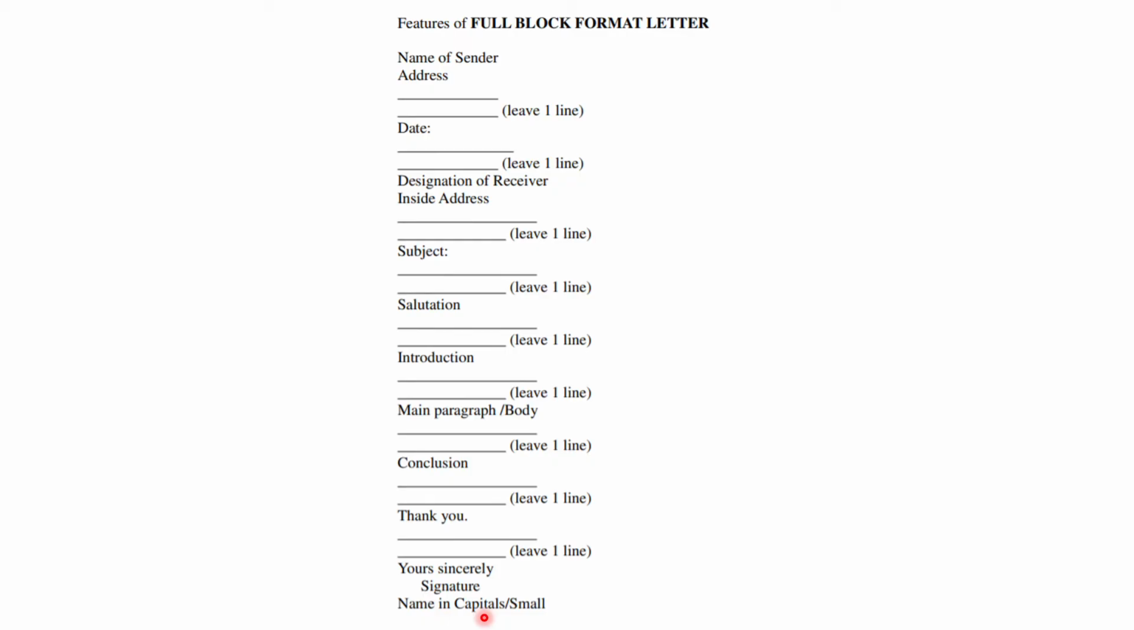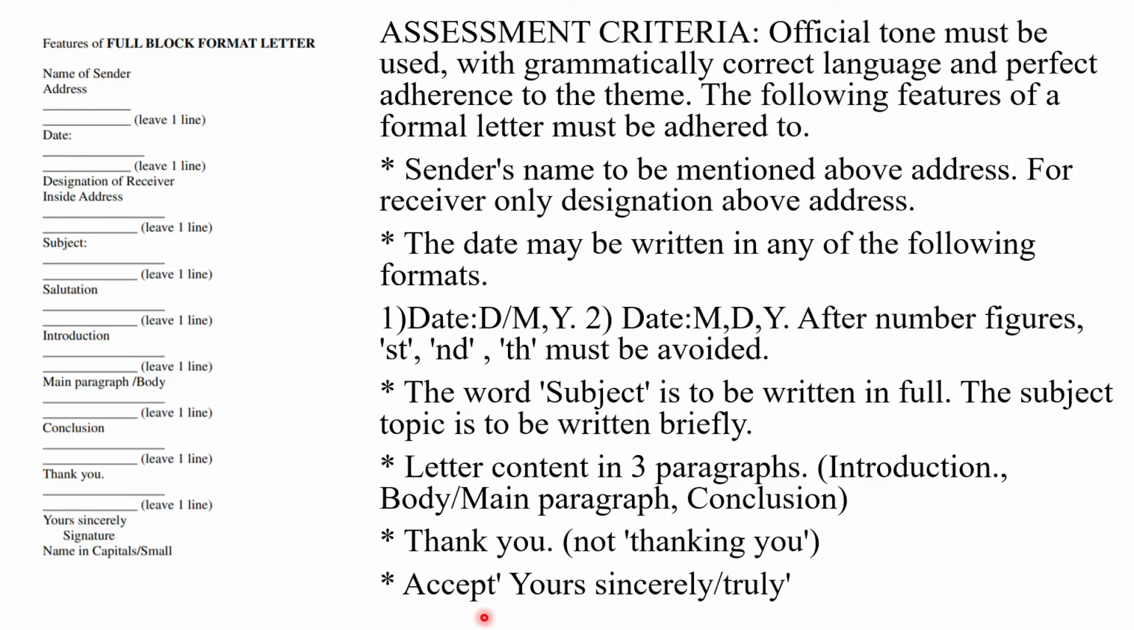Okay, now we look into the particulars about the format. According to the board, the assessment criteria is that official tone must be used, which means that your language should be formal. Okay, no casual language when you're writing a formal letter. Grammatically correct language, obviously, and perfect adherence to the theme. That means you cannot be beating around the bush in a formal letter. Okay, the following features must be adhered to.